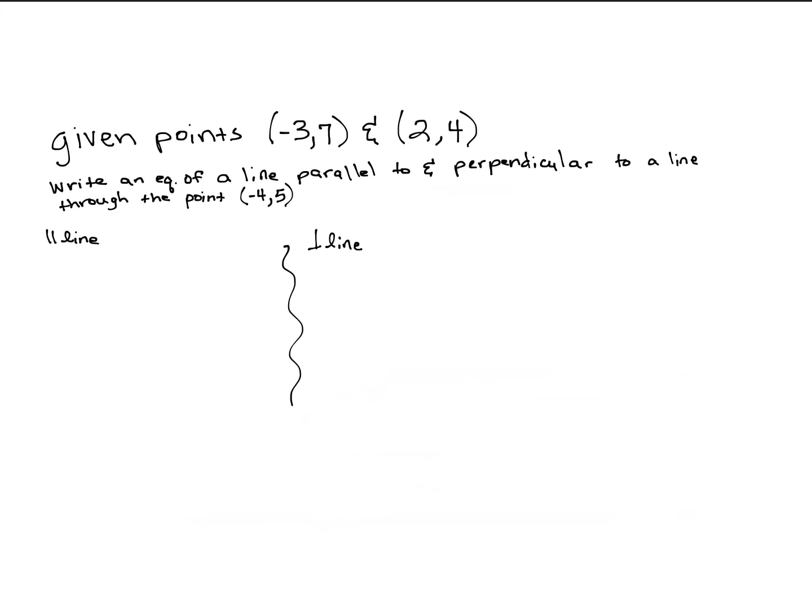All right, for the next one. We're given 2 points. We want to write an equation of a line parallel and perpendicular to a line through the point negative 4, 5. So what do you think the first thing I should do is? Find the slope. So we're going to take these 2 points and find the slope. So step 1, find the slope.